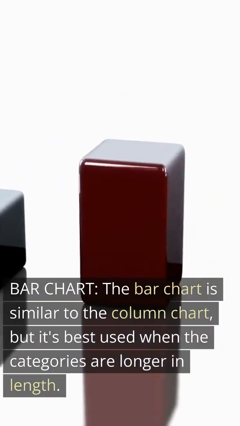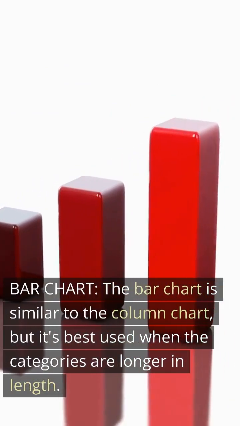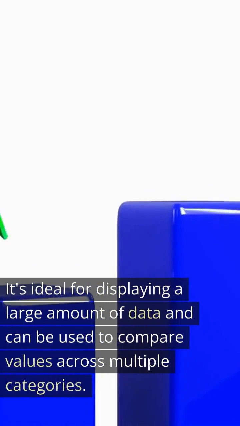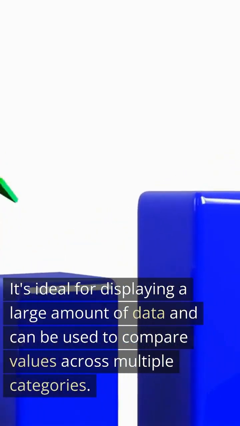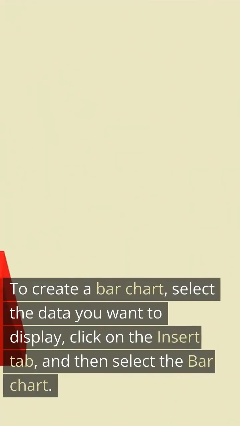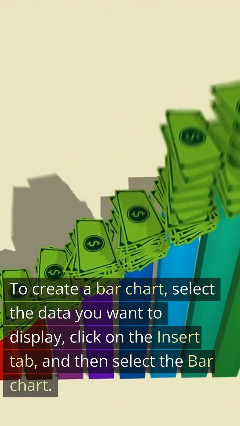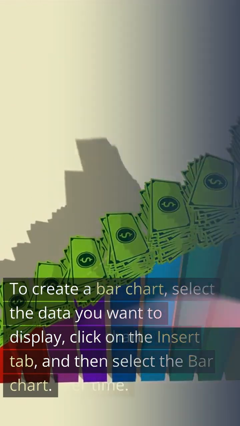Bar chart. The bar chart is similar to the column chart, but it's best used when the categories are longer in length. It's ideal for displaying a large amount of data and can be used to compare values across multiple categories. To create a bar chart, select the data you want to display, click on the Insert tab, and then select the bar chart.